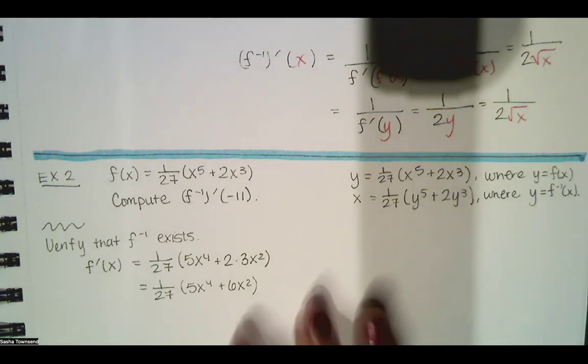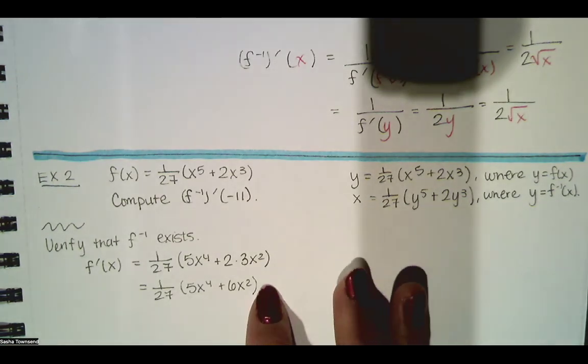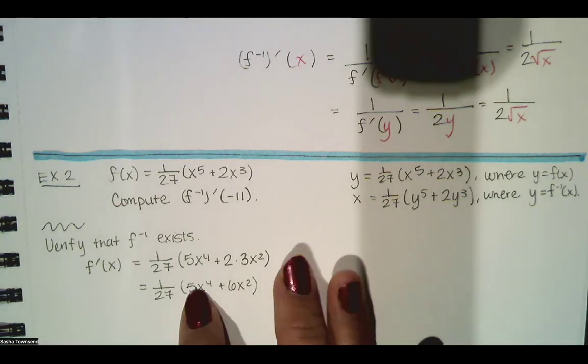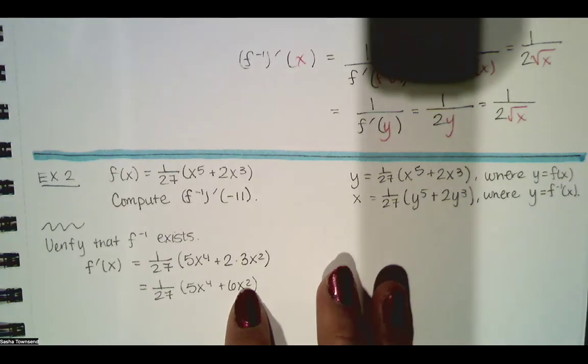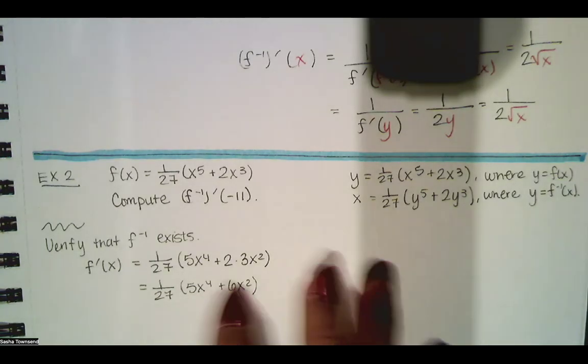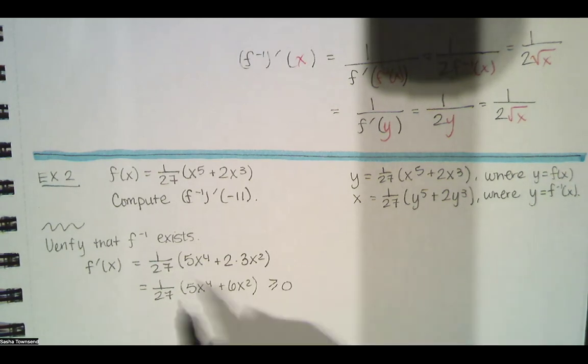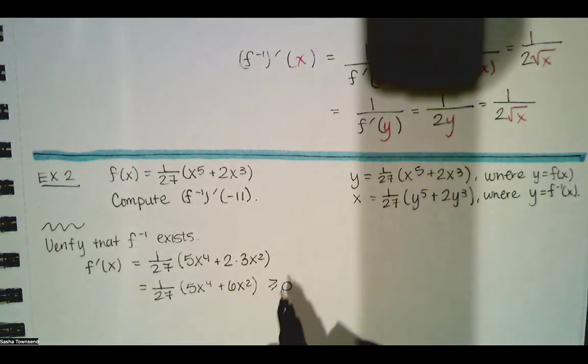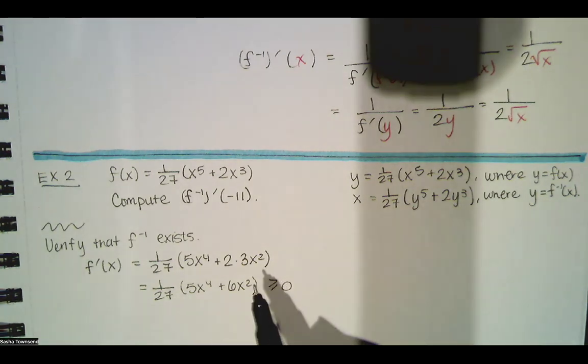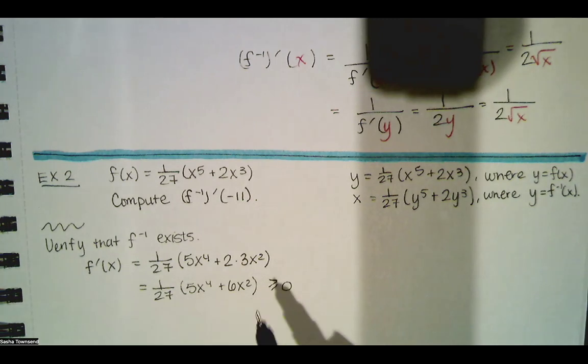Now, would you agree with me if I said that that's always non-negative? X to the fourth is always positive, x squared is always positive, except for when it's 0, right? So f prime of x is always greater than or equal to 0. So that means our function is either increasing or maybe momentarily at x equals 0, the derivative is 0. So the function is monotonic.